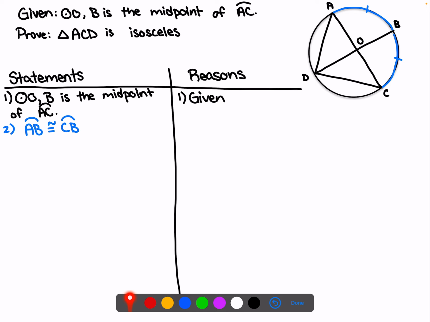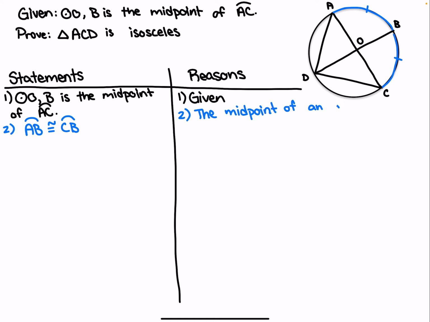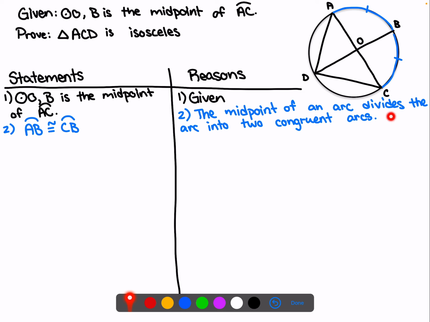And the reason I can say that is the definition of a midpoint. The midpoint of an arc divides the arc into two congruent arcs. That's the definition of a midpoint. Usually we use it with segments, but it works with arcs as well. Now, we just went through a lot of theorems, and we now have two congruent arcs. And we know that if the arcs are congruent, then either the chords, we don't have any chords, or the central angles, what we're actually going to focus on, are congruent.